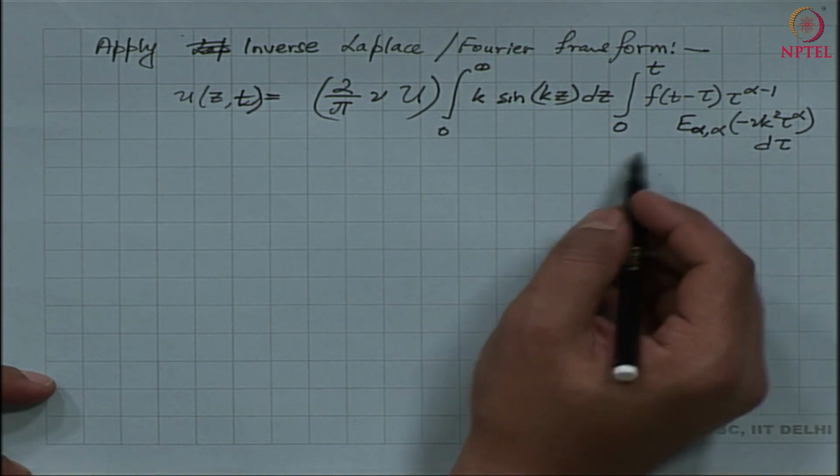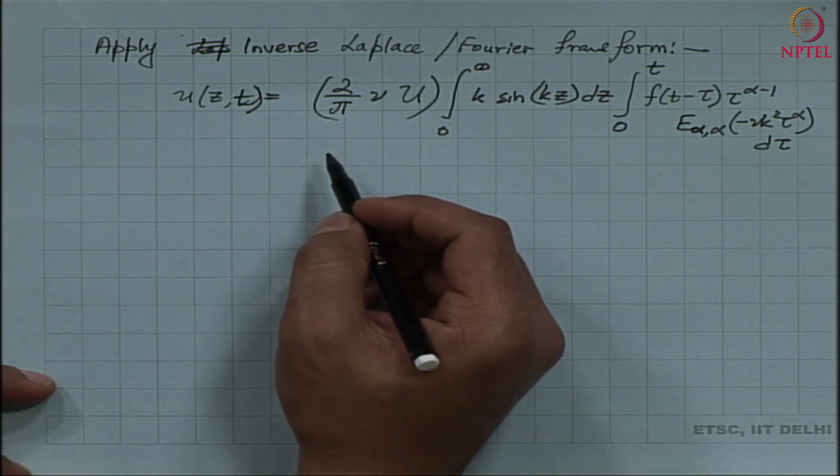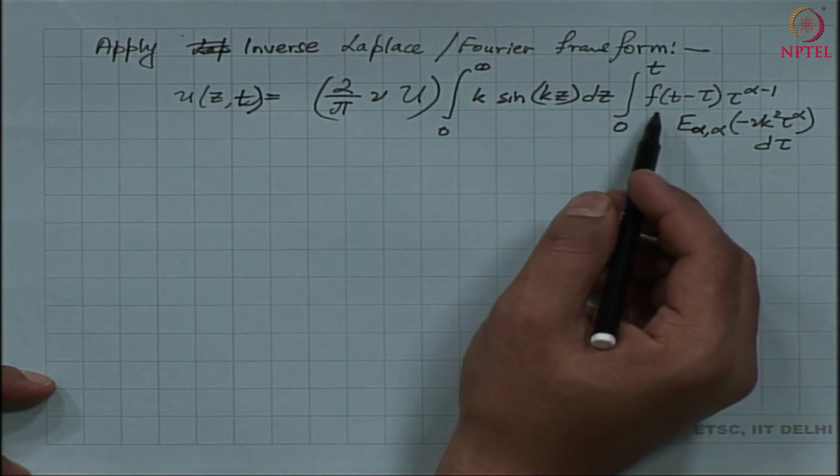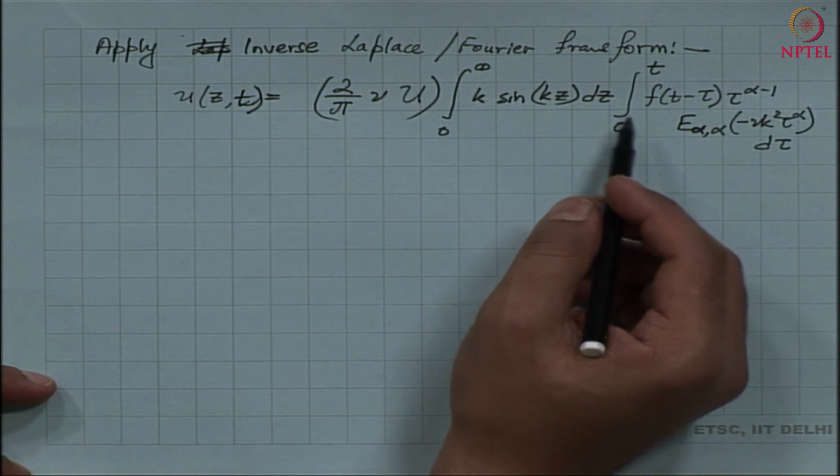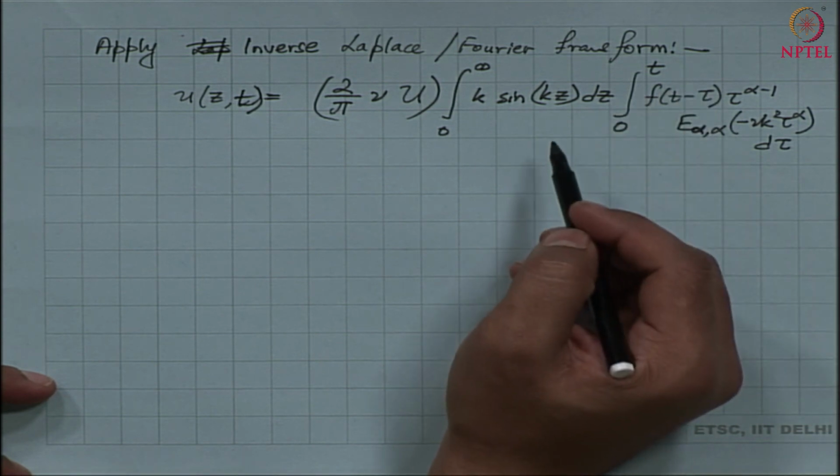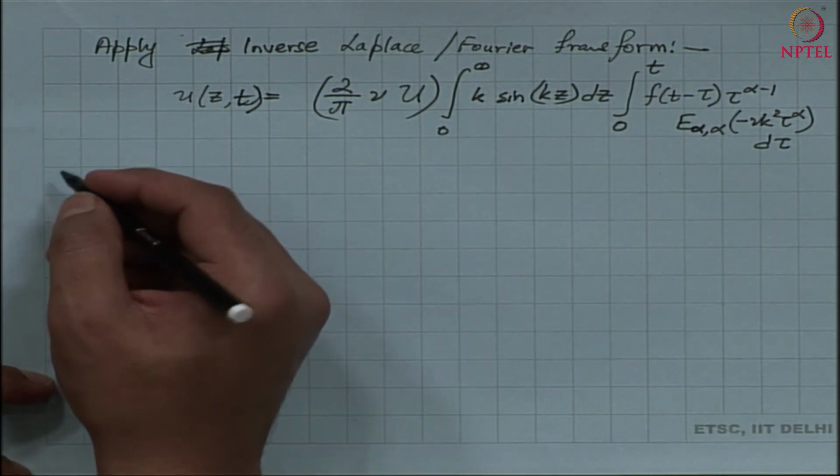Okay, so then we can proceed a little bit further by assuming certain functional forms of f. Let me just look at some specific cases.